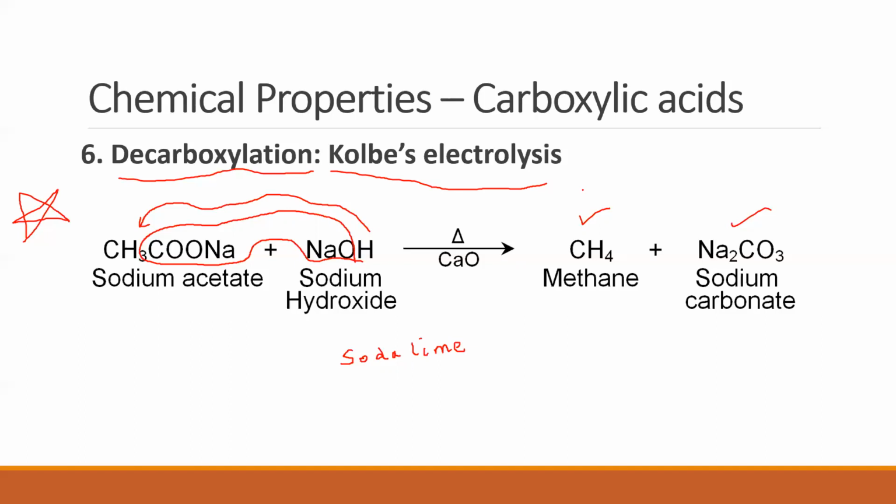So I've given you homework. I want you to prepare butane and benzene using Kolbe electrolysis. Make a note of the reagent as well. Soda lime is a decarboxylating agent. What is soda lime? A mixture of NaOH and CaO. This has been asked many times in both PU as well as competitive exams.